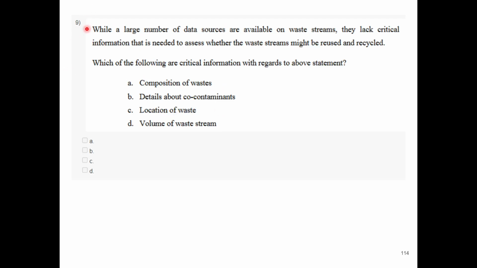Ninth question: while a large number of data sources are available on waste streams, they lack critical information that is needed to assess whether the waste streams might be reused and recycled. Which of the following are critical information with regards to the above statement? A, composition of waste, B, details about co-contaminants, C, location of waste, or D, volume of waste stream. So out of A, B, C and D, which of them are the correct critical information with regards to the above statement?